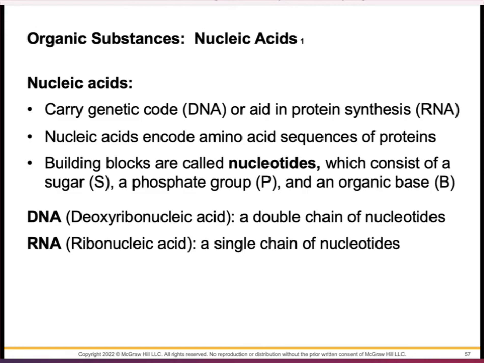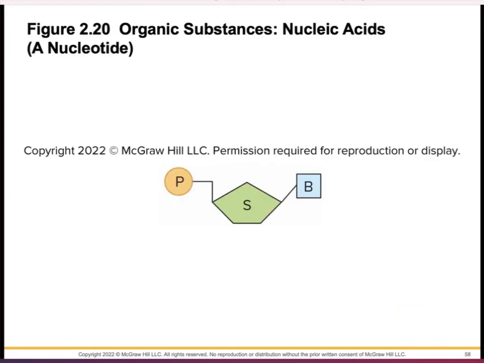DNA and RNA are made up of nucleotides. DNA, deoxyribonucleic acid, is a double chain of nucleotides, while RNA, ribonucleic acid, is a single chain of nucleotides. So that's how you can tell the difference. Here is what a nucleotide looks like. Remember, the building blocks of all nucleotides contain one or more phosphate groups indicated by a P, a pentose sugar, which is the green S here, as well as one nitrogen-containing base, which is the B here.